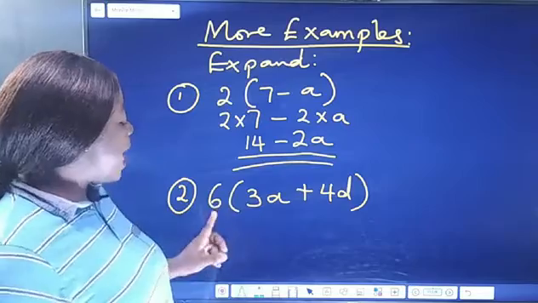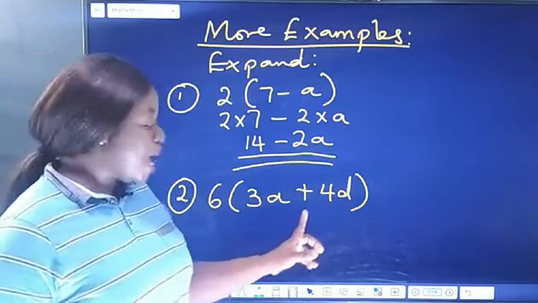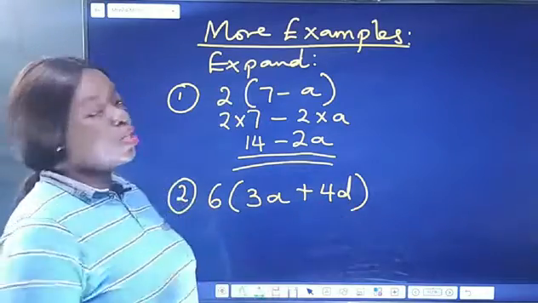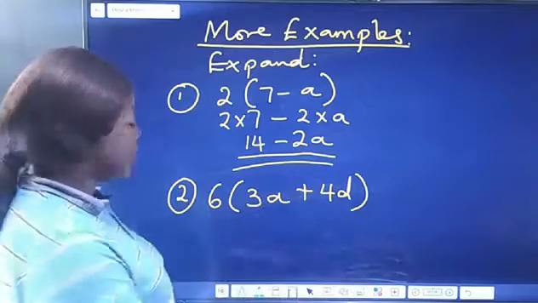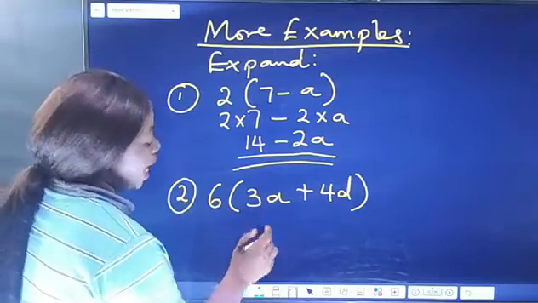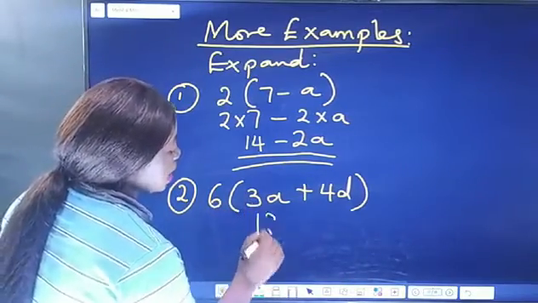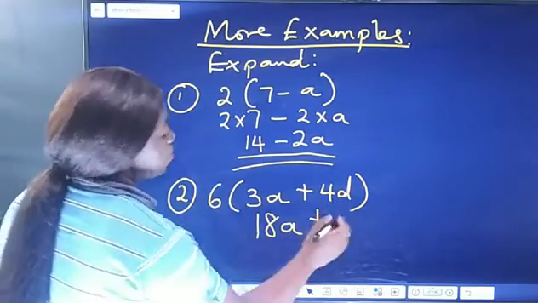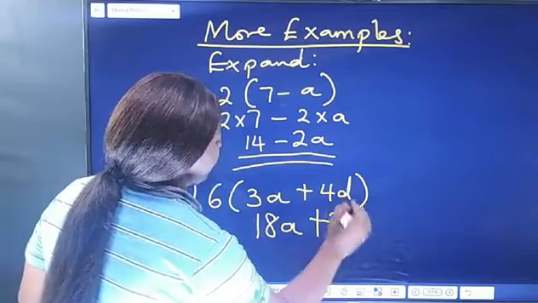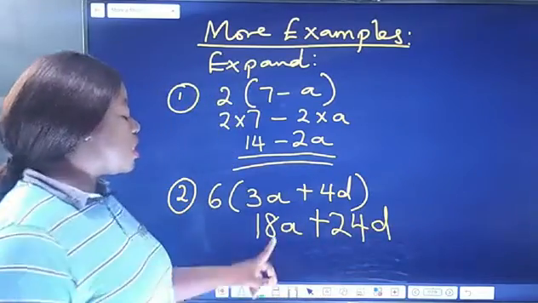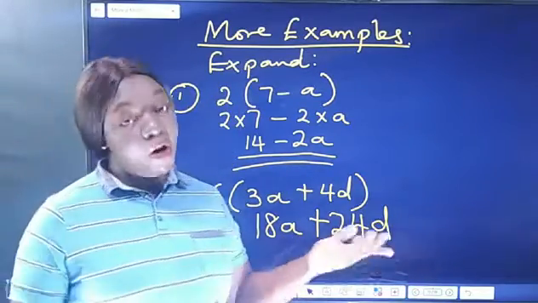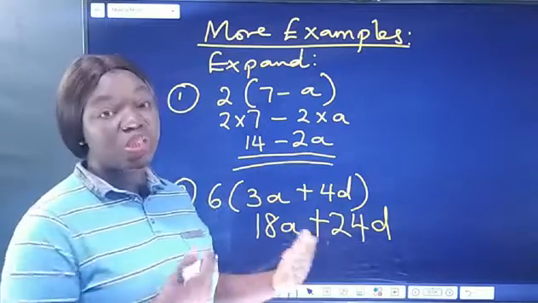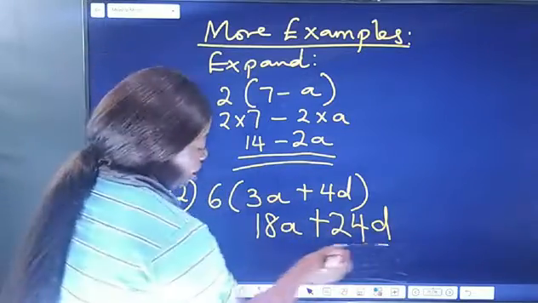Now the next one, expand 6 into bracket 3a plus 4d. So we'll now multiply straight away. 6 times 3a, 6 times 3 is 18. Then we have a. Plus 6 times 4 is 24. Then we have d. So this is 18a plus 24d, which is our final answer because they are unlike terms.